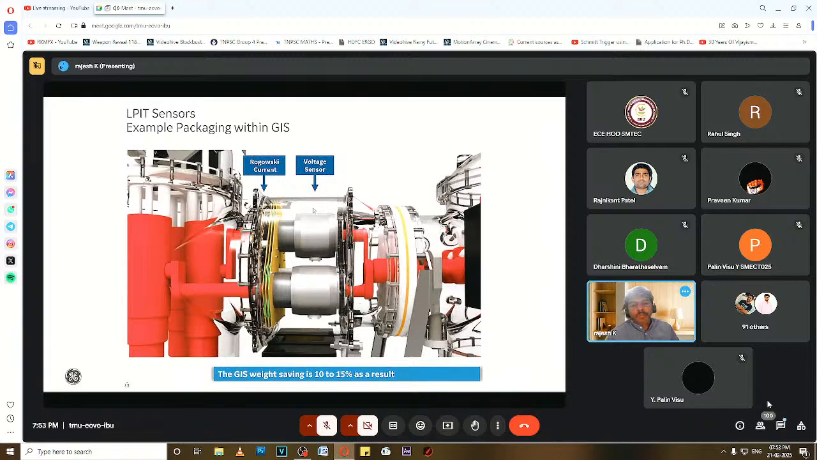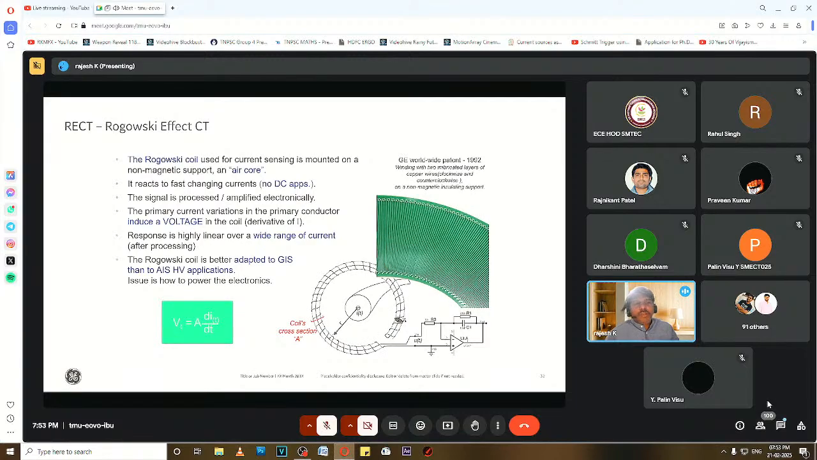This one will be very compact in terms of size. It will reduce drastically, and you do not really require a separate chamber for a current transformer and a voltage transformer. It will be very compact, and weight-wise it will also reduce by 10 to 15%. Okay, so how does a Rogowski sensor work?